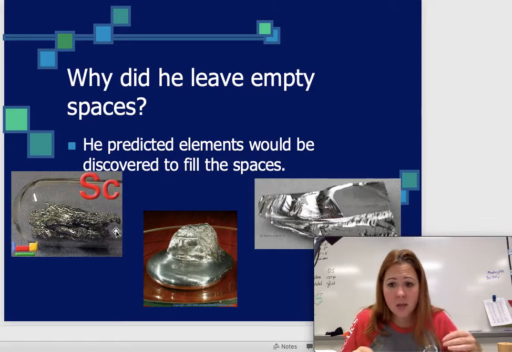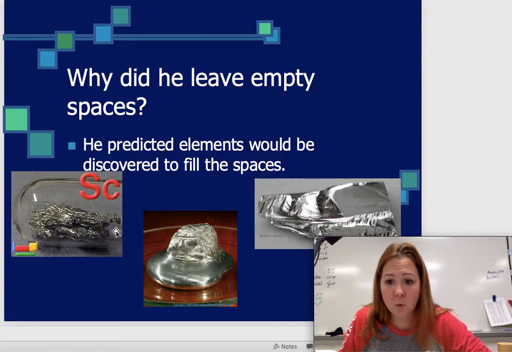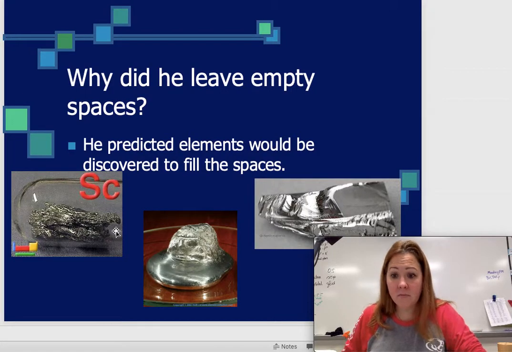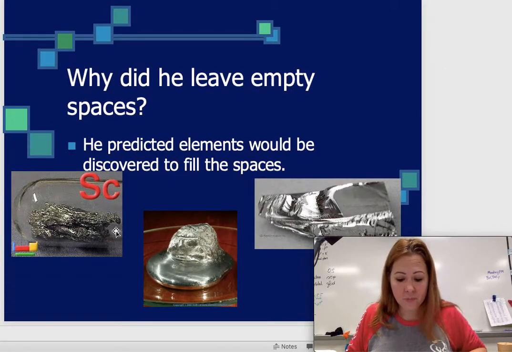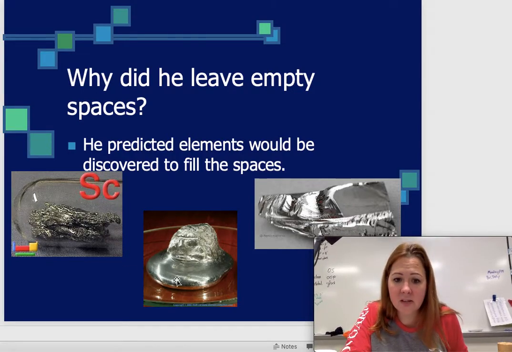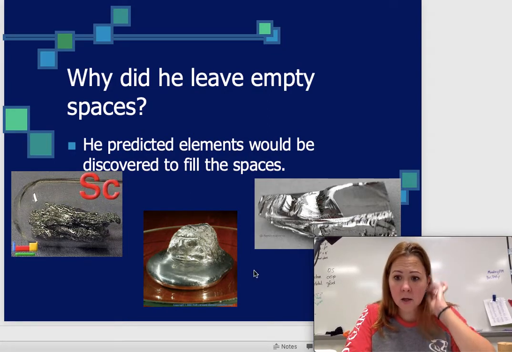We know today that scandium has a mass of 45. He was dead on there, and it ended up having everything that he said that they would. Now, the other elements that he said would get discovered, he said gallium here would get discovered. He didn't call it gallium. He called it Eka aluminum.